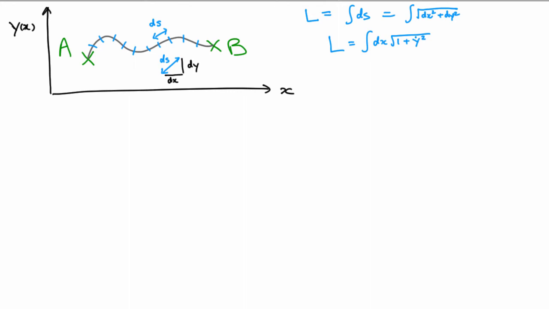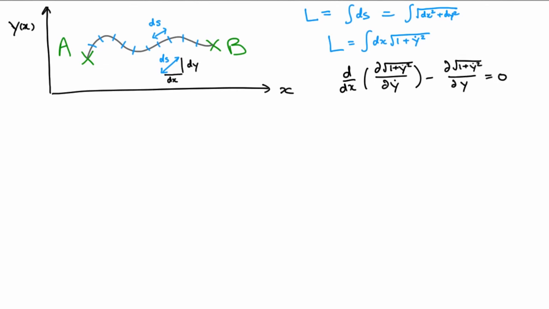Okay, so we're trying to minimize L, and this is exactly of the form that we just did the general form of, so we can come back to it and say, if this is true, then the derivative d/dx of the partial derivative of this thing with respect to y dot, minus the partial derivative of this thing with respect to y, must be 0. So this term here goes to 0 because the function square root of 1 plus y dot squared doesn't depend on y at all. This one, the other one does not, however.